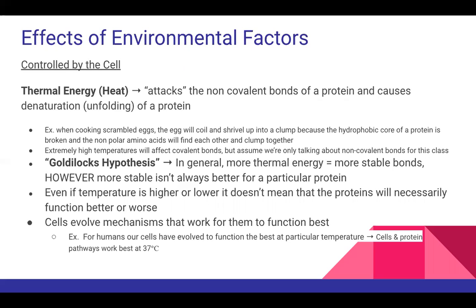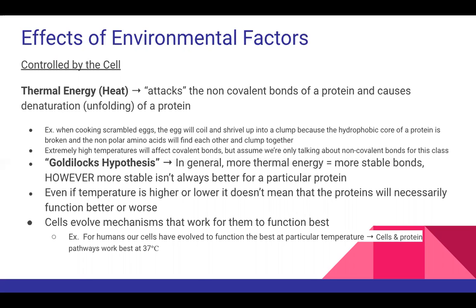Professor Francis mentions the Goldilocks hypothesis, which says that in general, when you have more thermal energy, you have more stable bonds. However, more stable is not always better for a particular protein. So even if the temperature is higher or lower, it doesn't mean that the protein will function better or worse. For humans, our cells have evolved mechanisms to function best. The cells and proteins in our systems work best at 37 degrees Celsius.